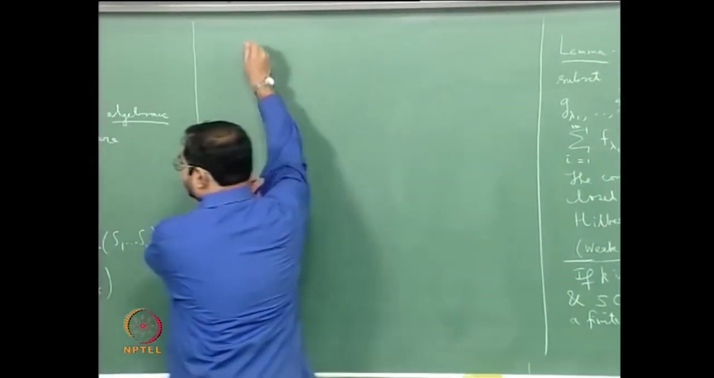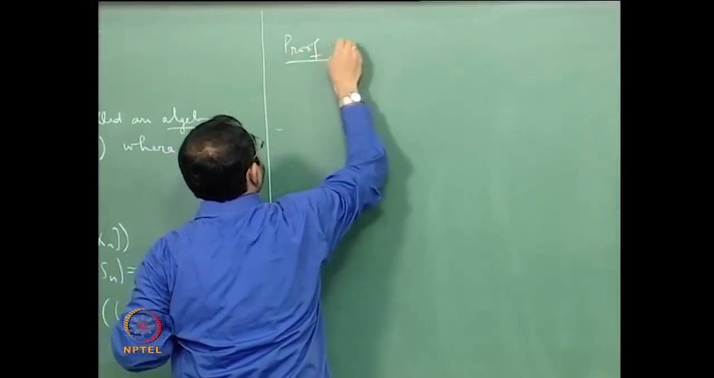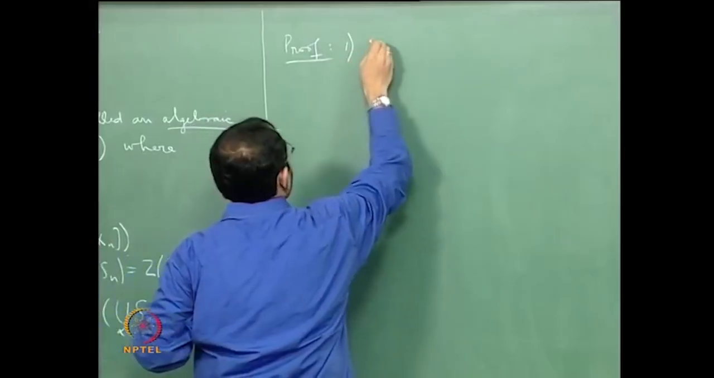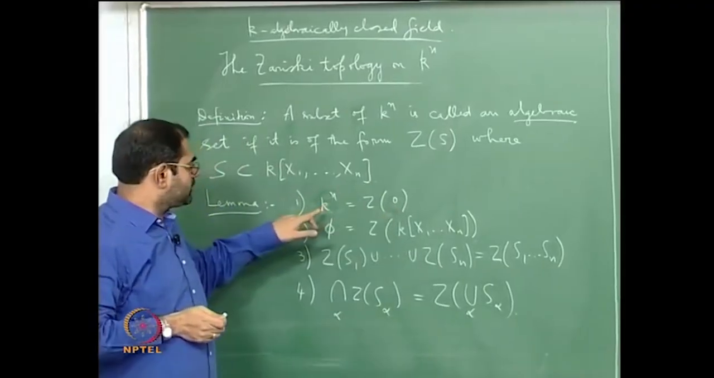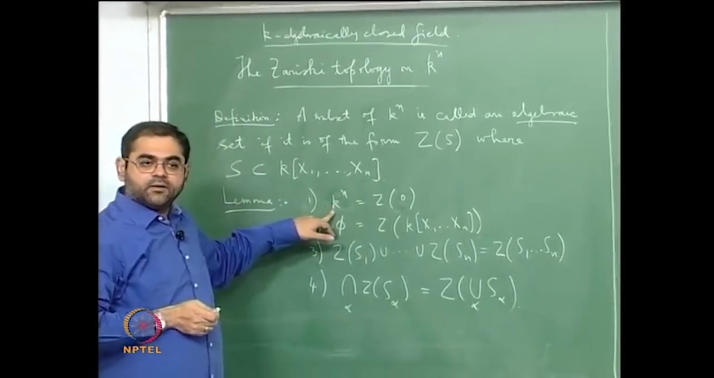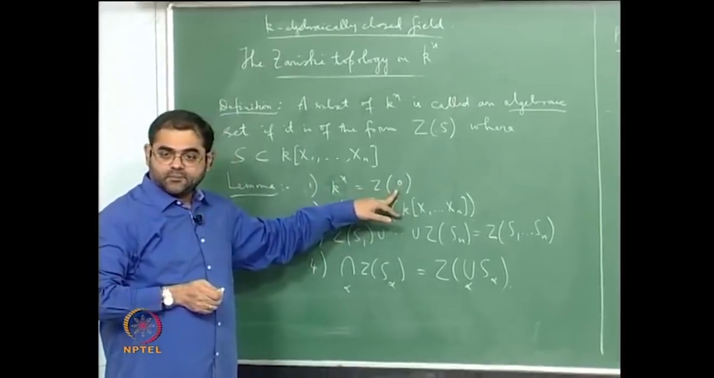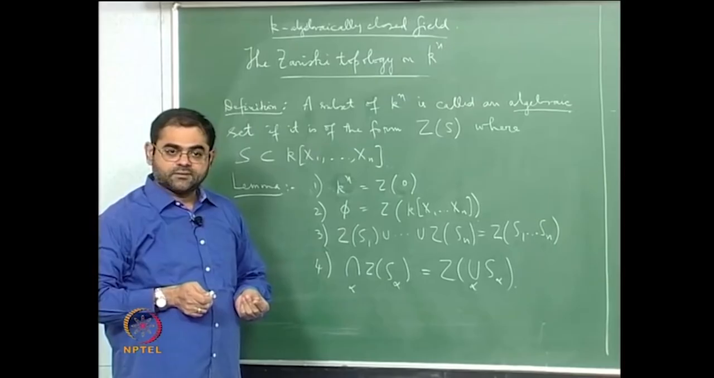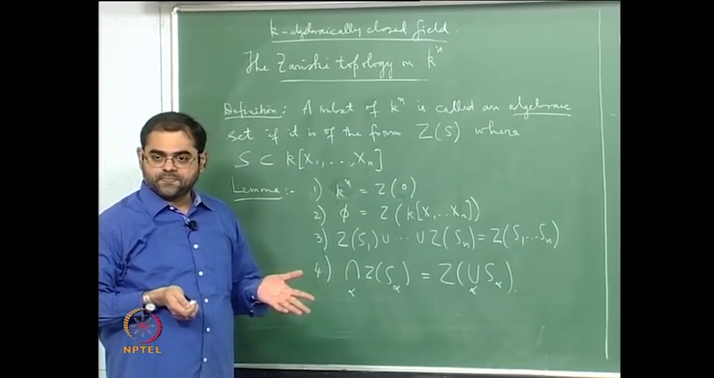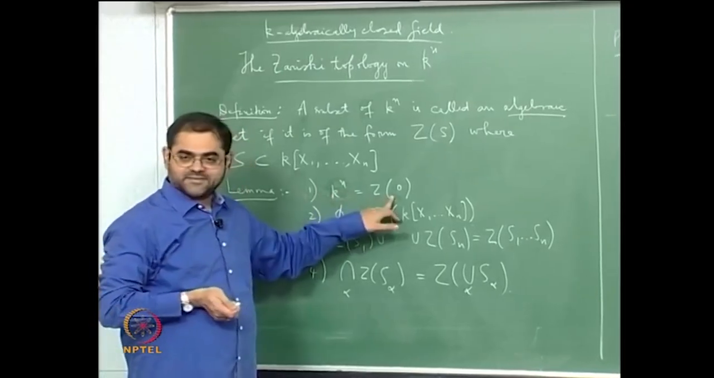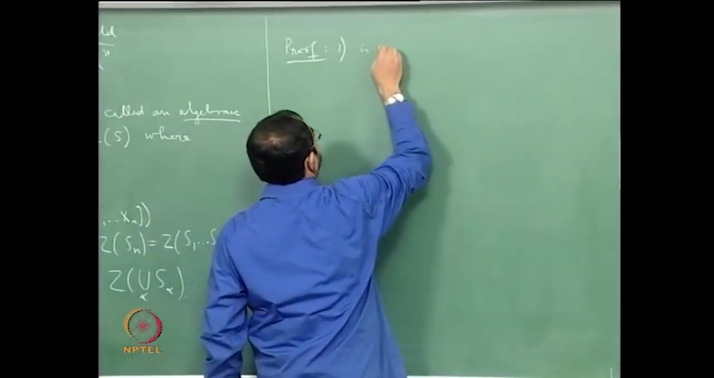So you see, the proof. The first one is, what is Z of 0? It is all those points in K^n which give 0 when you substitute them in the polynomial 0. But the polynomial 0 is a constant polynomial 0, it always has the value 0 no matter what you substitute in the polynomial. Therefore every point in K^n satisfies this. Okay, so one is obvious.